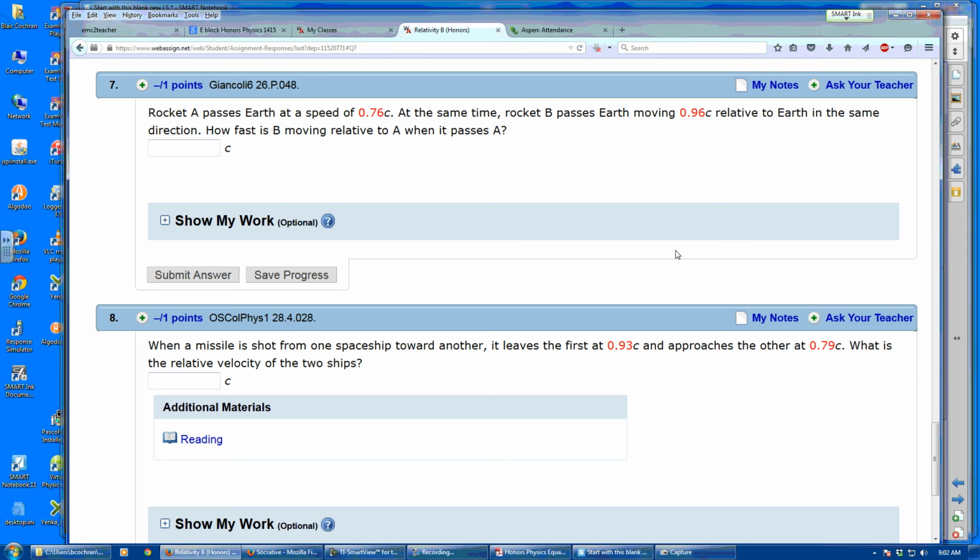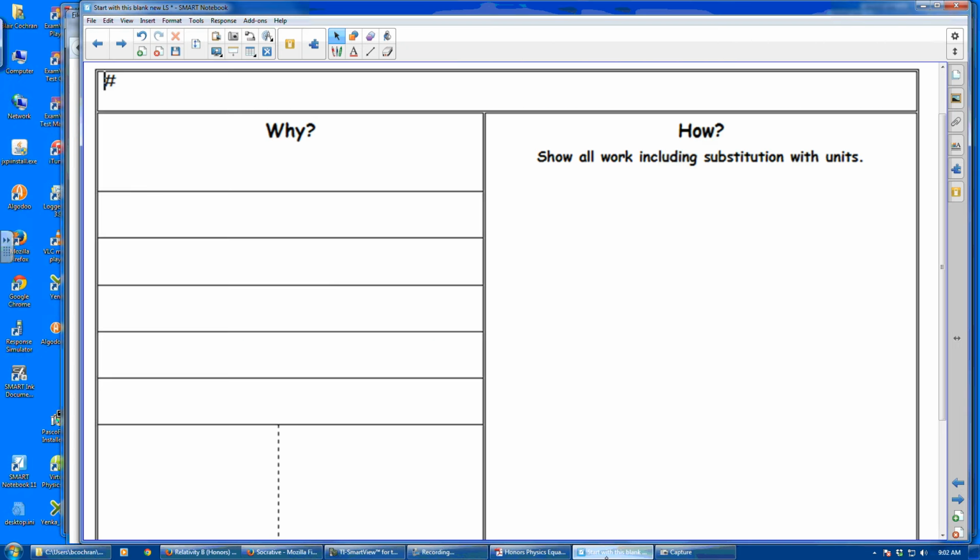All right, so we're going to start on 7 here, where we have rock A passes Earth at this speed, same time rock B passes Earth at this speed in the same direction. How fast is B moving relative to A when A passes? All right, so we have a relative velocity one here. I think some of the key points to make sure you know is how many different frames of reference do we have here?